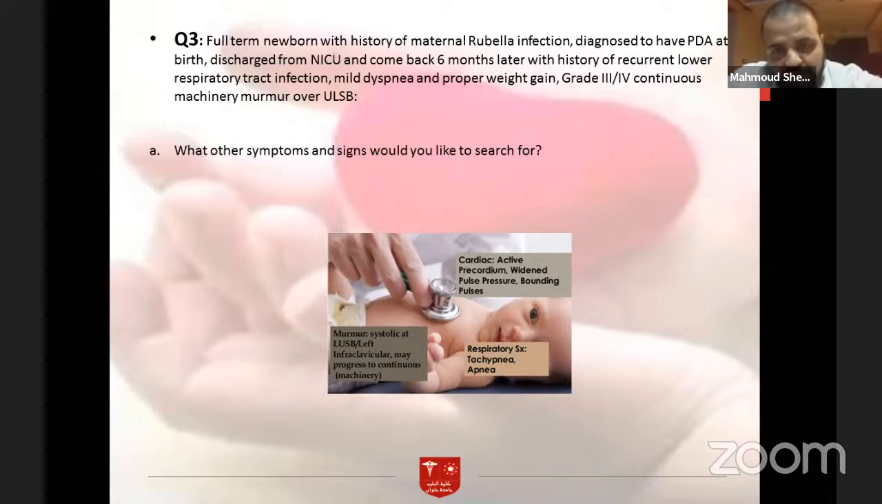And we also have a widened pulse pressure and bounding pulses if we are palpating the peripheral pulses. And by auscultation, the murmur may be systolic at the left upper sternal border or left infraclavicular area, and may progress to a continuous machinery murmur. And the respiratory symptoms, including tachypnea and apnea, may be related to the rubella infection and the central affection of this baby.